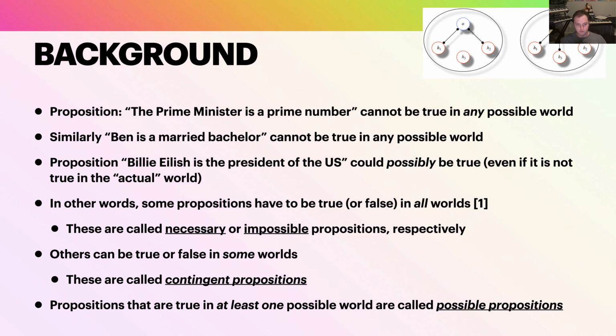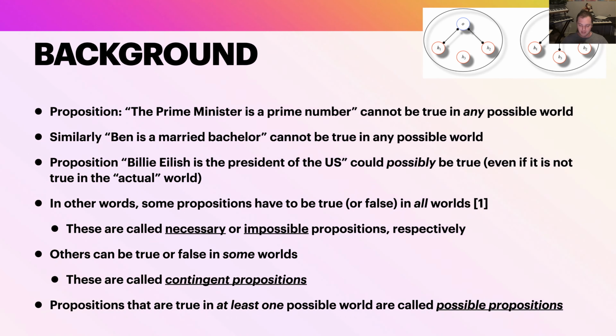And then we have propositions that are true in at least one possible world. These are called possible propositions. We'll need this distinction later, but just think about the idea that there are some things that could possibly be true and some things that, no matter what, cannot be true. That's really the distinction we're trying to make here.